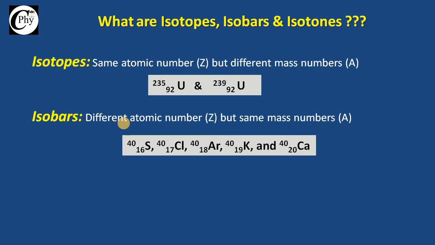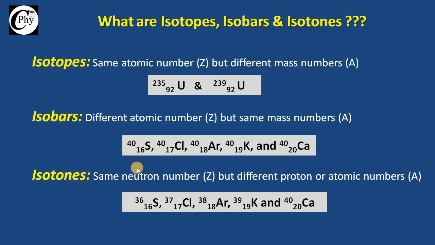Isobars are basically atoms which have different atomic numbers but the same mass number. These are some examples of isobars. Here you can see all these atoms have the same mass number but different atomic numbers. On the other hand, isotones are basically atoms which have the same neutron number but different proton or atomic numbers. These are examples of isotones. All these atoms have the same neutron number, which is equal to 20.